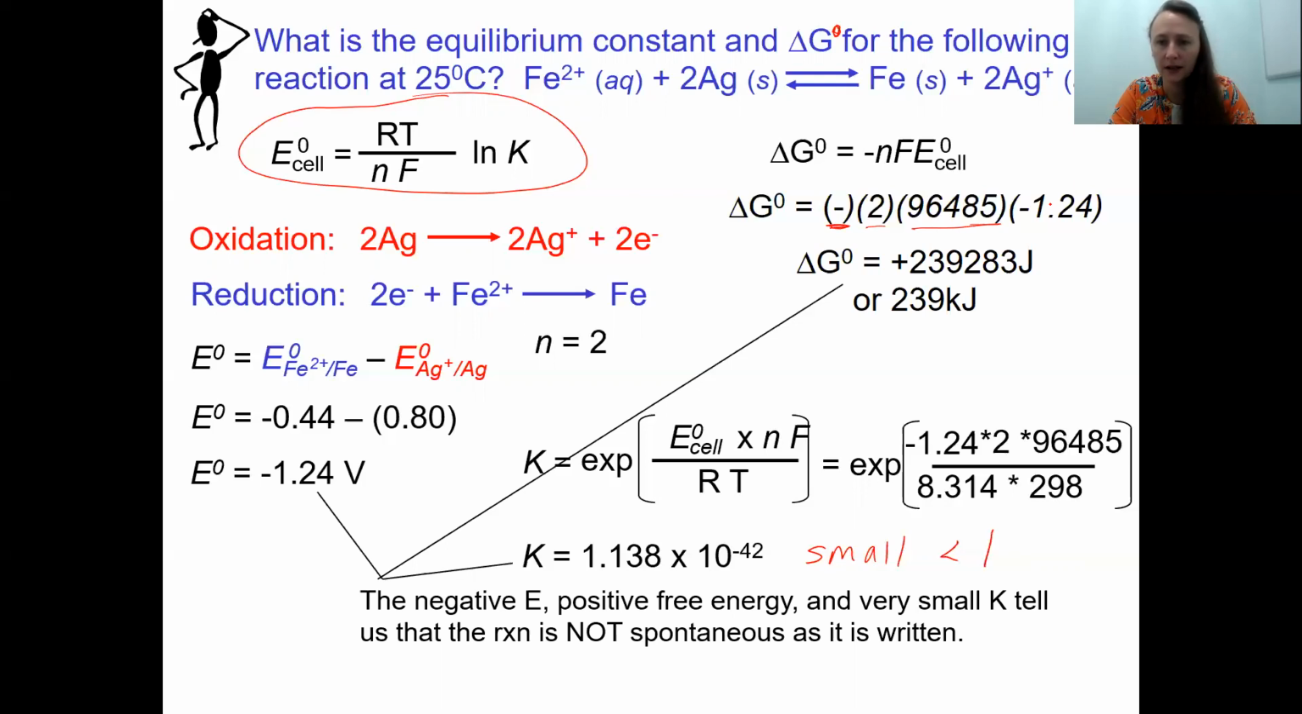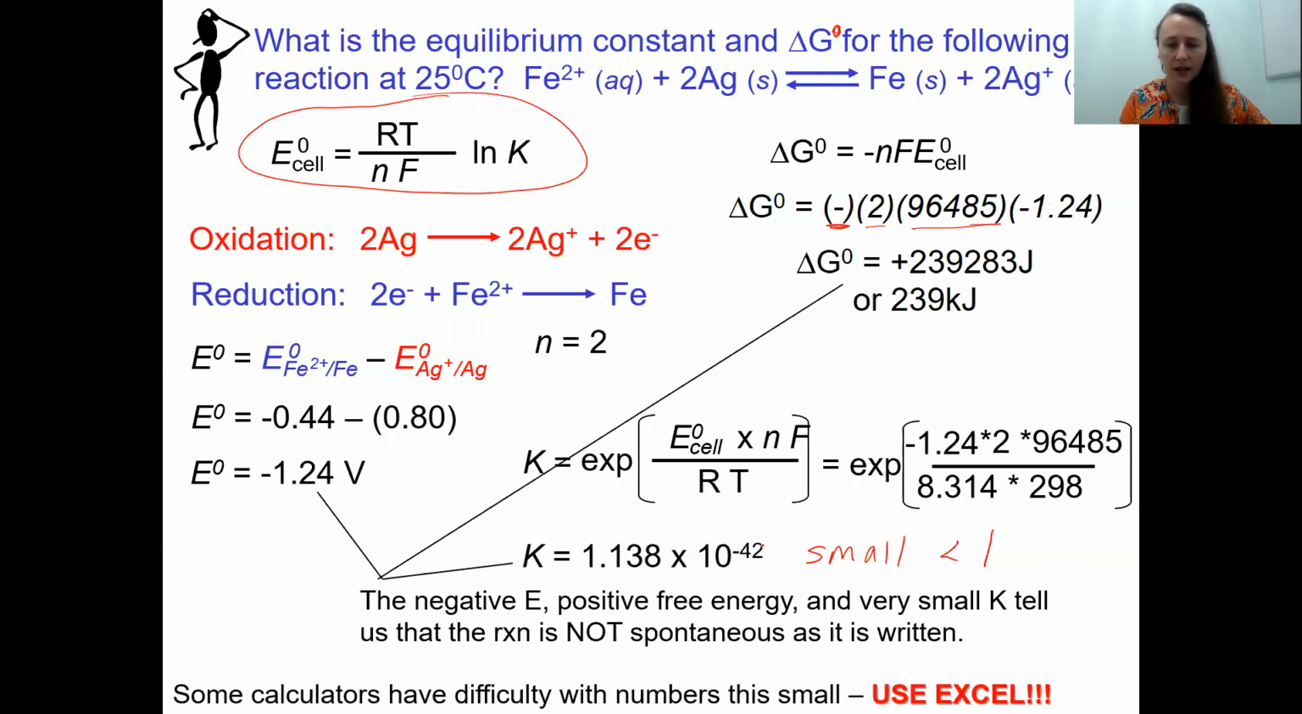The negative potential, the positive free energy, and the very small K tell us that the reaction is not spontaneous as it is written. As you work examples in this unit, you will find that your calculator may give you errors and not perform some of these calculations, especially with numbers getting even smaller than times 10 to the negative 42. So if your calculator gives you errors, then just have Excel open and run the same calculation in Excel, and it can perform the calculation and give you an answer.